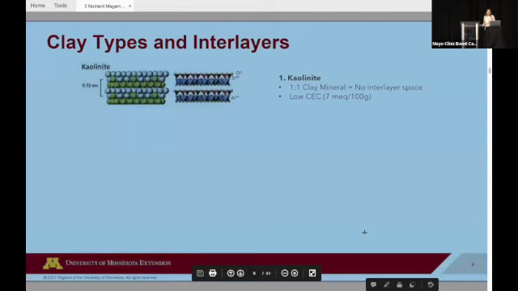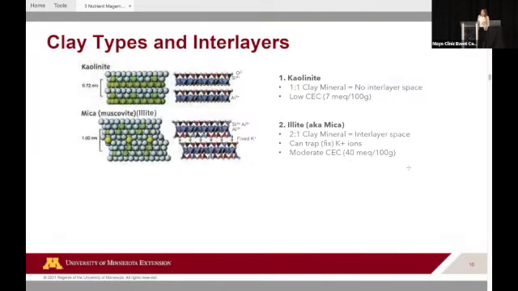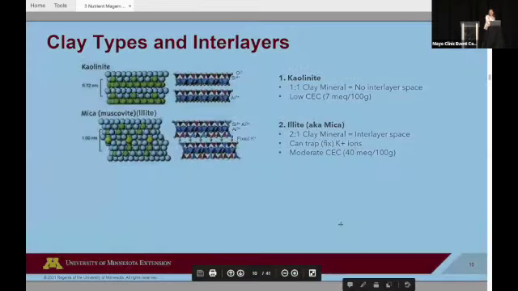The next mineral type is illite or mica. Illites and micas are 2-to-1 minerals, meaning that they do have an interlayer space, and they are unique in that they fix potassium. So when I was talking about potassium that can become fixed in the interlayers, this is what I'm talking about here: these types of minerals cause that. They trap potassium in their interlayers, and they have a moderate CEC. The CEC allows for potassium, magnesium, calcium to bind on the outsides of these minerals.